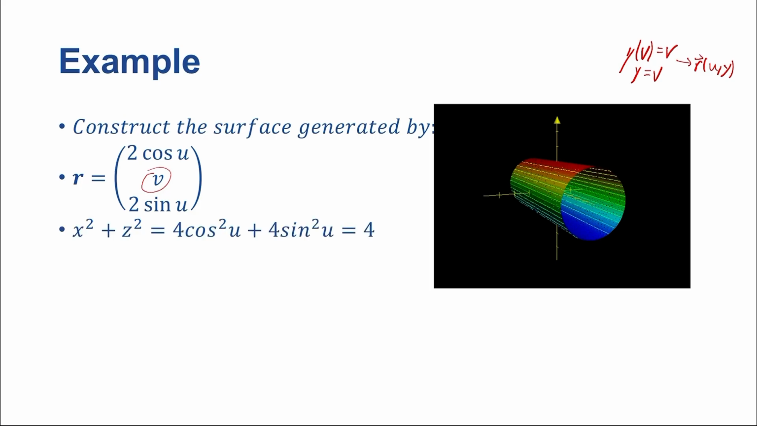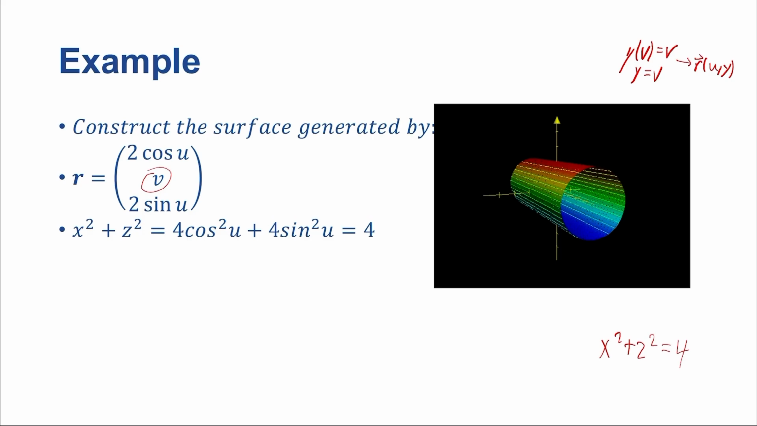Therefore, you have x squared plus z squared, because 2 cosine of u is x and 2 sine of u is z. Square them, you get 4 cosine squared of u plus 4 sine squared of u. It's equal to 4. Do you know why? Well, because cosine squared of u plus sine squared of u is equal to 1. So you just pull out the 4, and that makes sense. So what you have here is that x squared plus z squared is equal to 4.